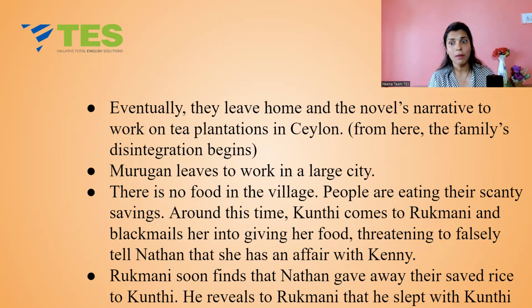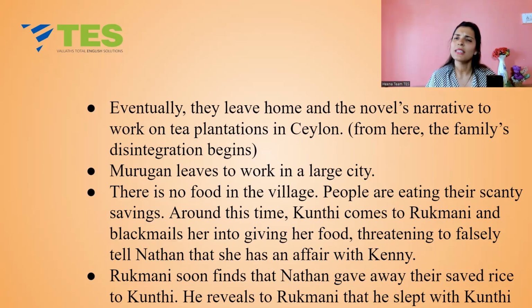And Kunti comes to Rukmani one day and blackmails her into giving food, threatening to falsely tell Nathan that she has an affair with Kenny. So Kunti is telling Rukmani, I will tell your husband that you and Kenny meet secretly. But that's not the case, okay? Rukmani soon finds out a very bitter truth. What is that truth? Nathan gave away their saved rice to Kunti because Kunti was blackmailing Nathan.